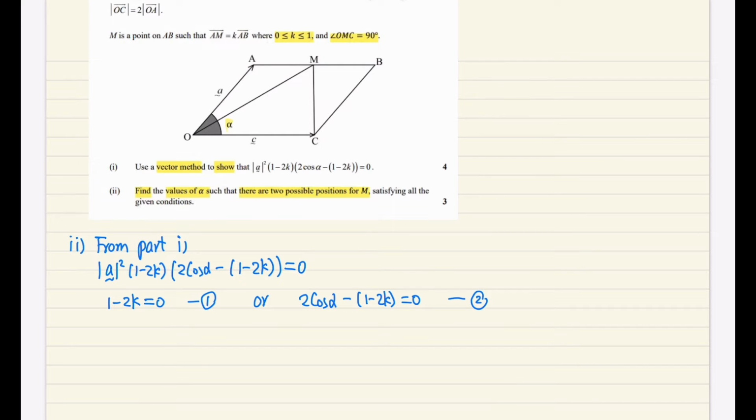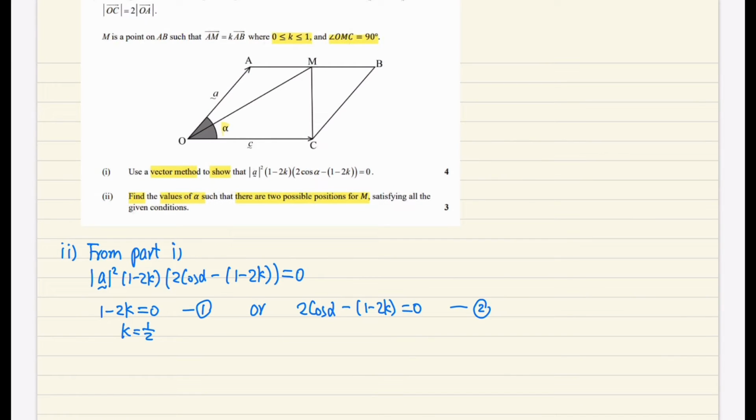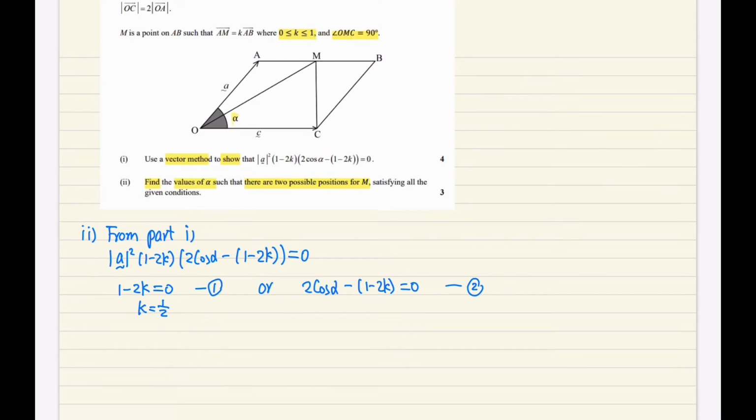Magnitude of A squared is a constant, so no need to vary it. The first one gives k equal to 1 or 2, no alpha value. That means when k is 1 or 2, there's always one position for M which gives the 90-degree angle, no matter whatever the alpha value is. The second equation has variables alpha and k.